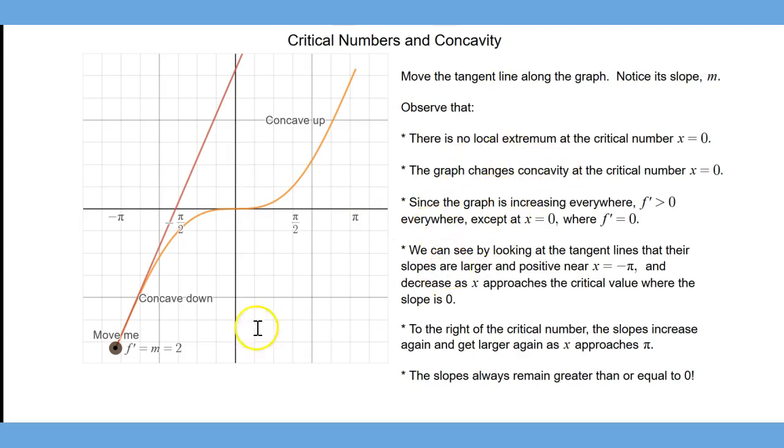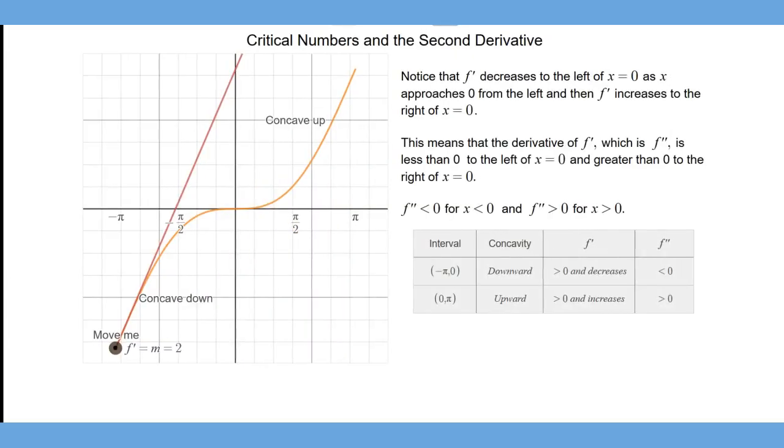So this, again, just reiterates what was said before: this is increasing everywhere, and that critical number is showing us where it's changing concavity, not a local extremum. One thing to keep in mind, the second derivative is the derivative of the first derivative. So where the first derivative is increasing, the second derivative is greater than 0. And where the first derivative is decreasing, the second derivative is less than 0.